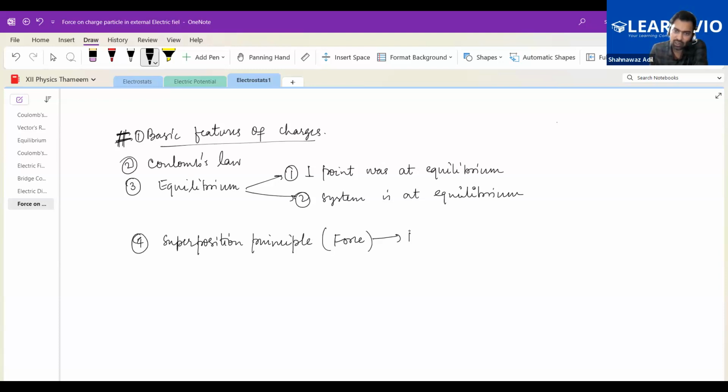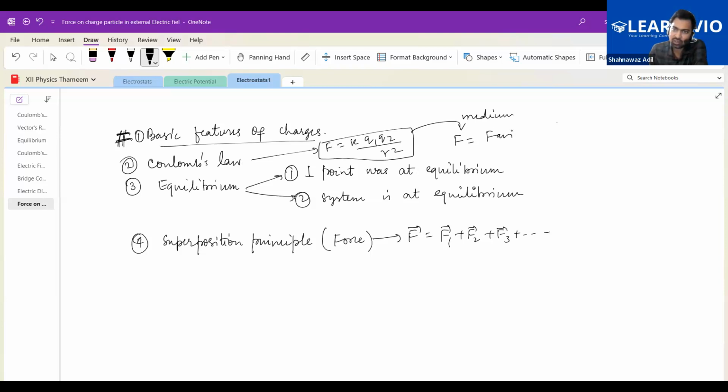What was the idea? F was the vector addition of all the other forces. And what was Coulomb's law? This was simply K Q1 Q2 divided by r squared. And in Coulomb's law, we understood about the medium as well. In a medium, this F becomes F by K, where K is the dielectric constant. So this is the thing that we did.